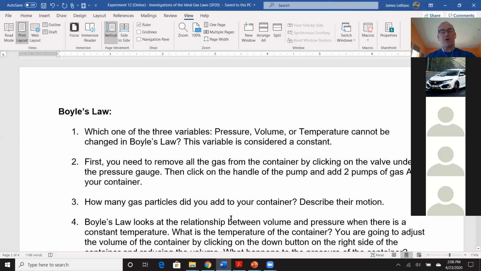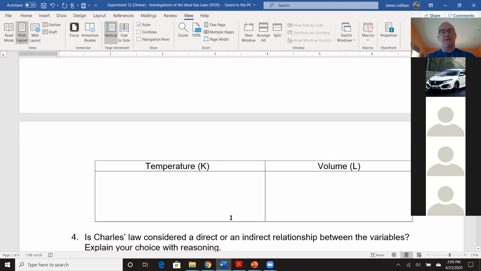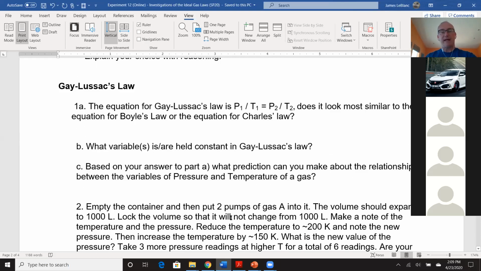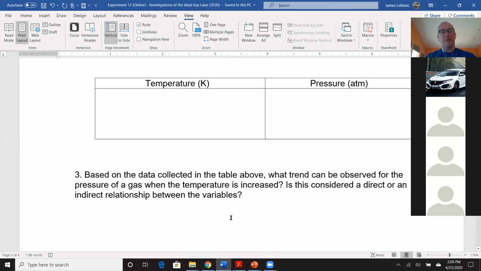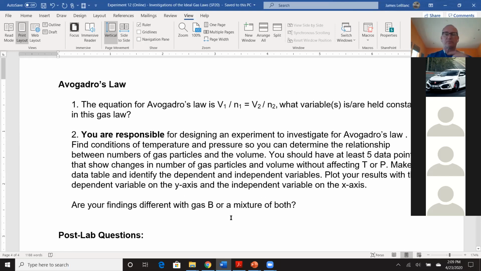be Boyle's law, and then show the results for Charles' law, answering the questions for Gay-Lussac's law, and then finally for Avogadro's law. For Avogadro's law, you're going to have to tell me what the procedure was, because everyone's procedure is going to be slightly different, hopefully. So you're going to have to tell me what you changed, and then give me a plot of moles or, you know, pumps of gas and volume.